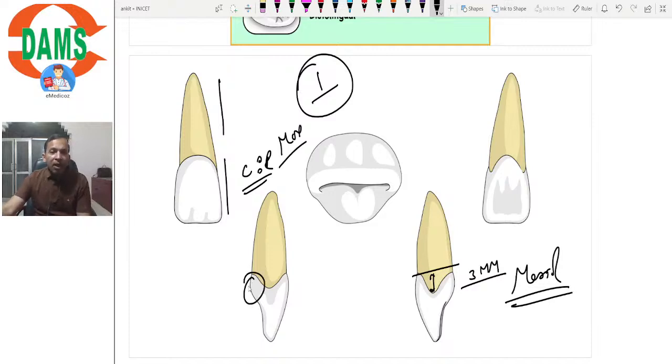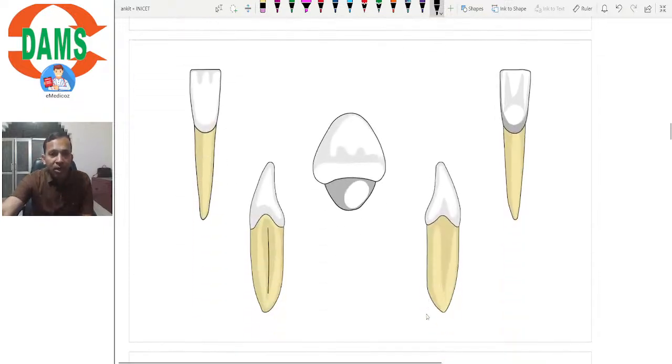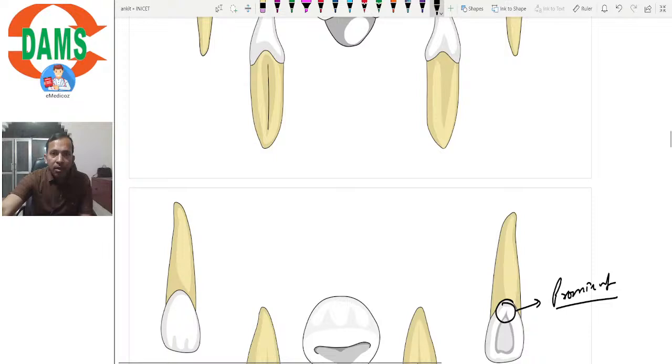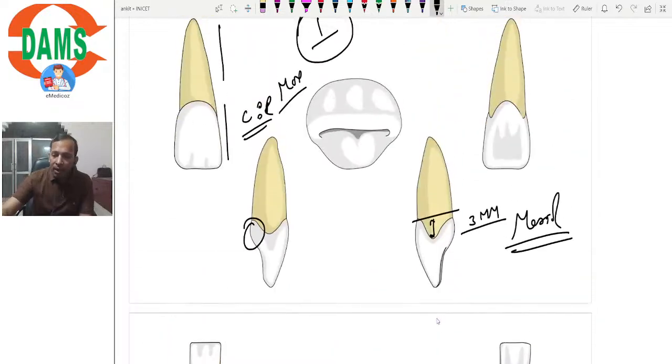Cingulum amongst the incisors it has the largest, but the most prominent is in the mandibular lateral incisor. तो mandibular lateral incisor का cingulum prominent है, इसका central incisor का large है.